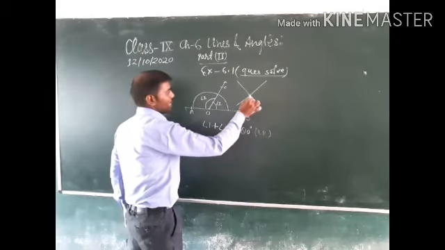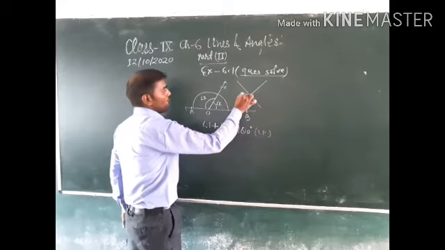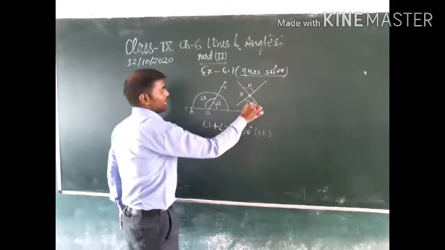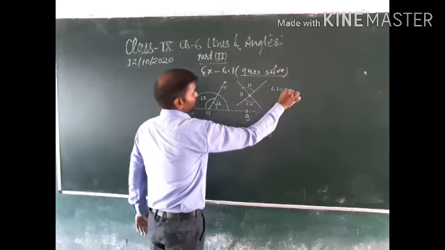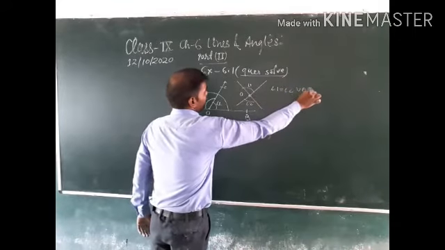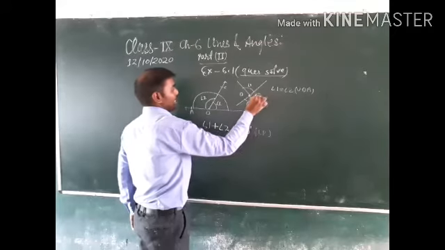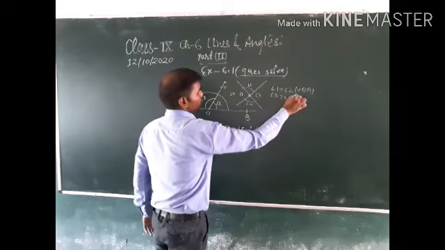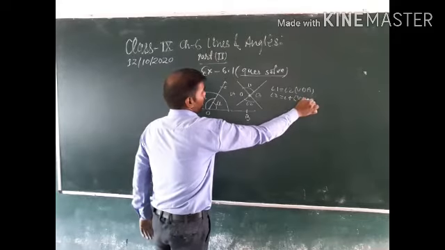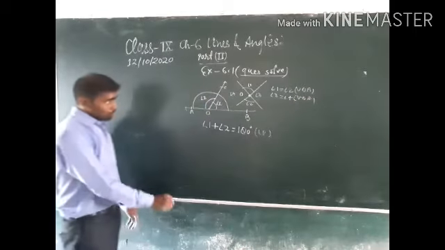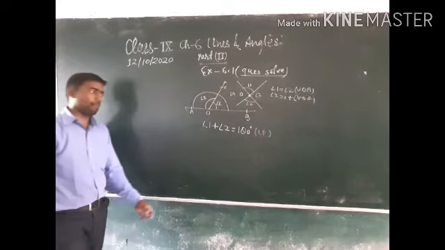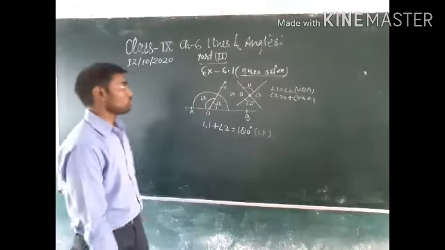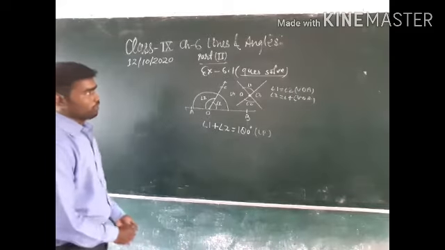When two lines intersect at point O, then this angle and this angle are vertically opposite angles. So angle 1 is equal to angle 2, vertically opposite angles, and angle 3 is equal to angle 4, also equal to each other by vertically opposite angles. So this is a brief explanation about linear pair of angles and vertically opposite angles. Now we solve questions of exercise 6.1.